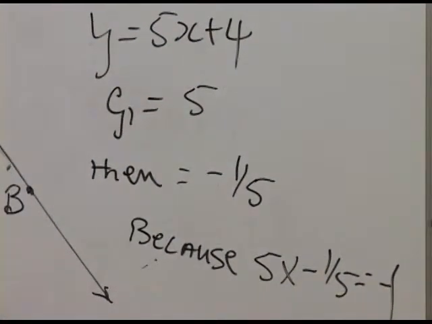So what do we say? If we know the gradient of a line, we turn it upside down and then change the sign, and we'll see that the gradient would be the inverse of what we have, with the negative sign. If it was a negative gradient, it would be changed to a positive sign.